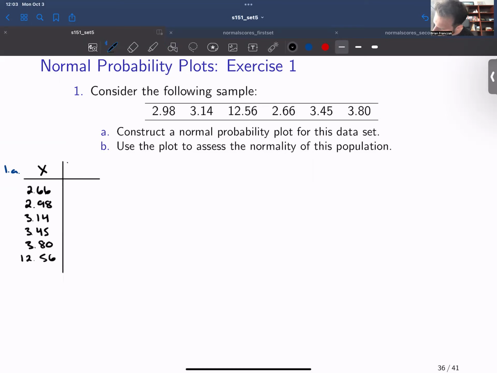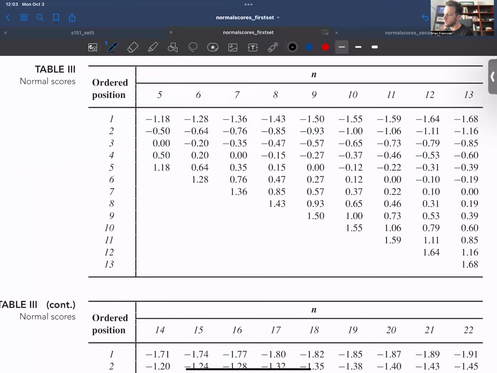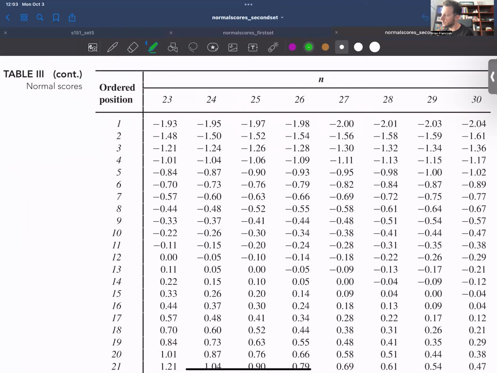All right, so now what we're going to have in the second column here are what we can call the normal scores. Finding the normal scores is done using table 3. Table 3 has 2 pages associated with it. So this is page 1. You locate the sample size that you are working with, and then you take the column of data associated with that size. There are 2 pages, so this table ranges from sample size 5 to sample size 30.